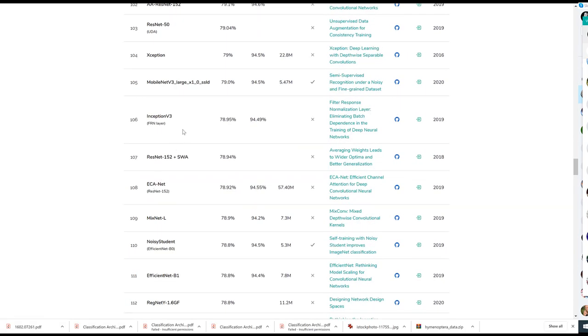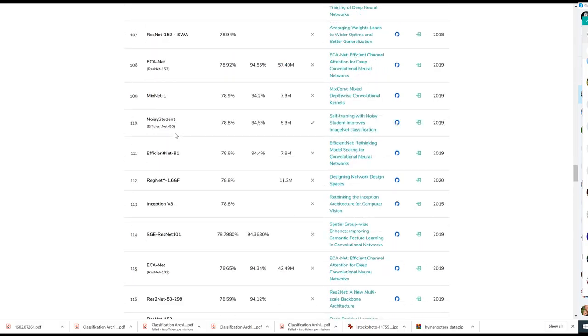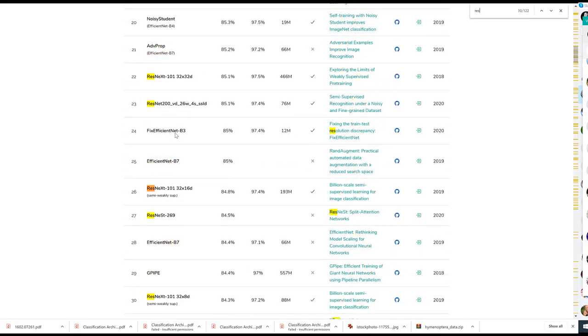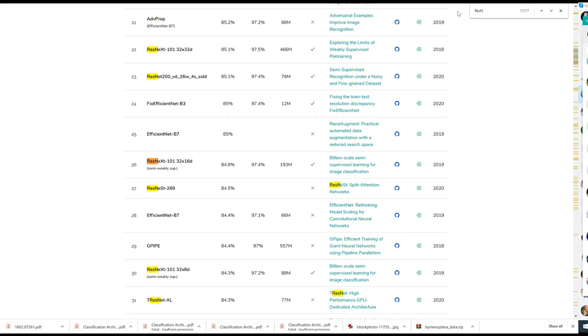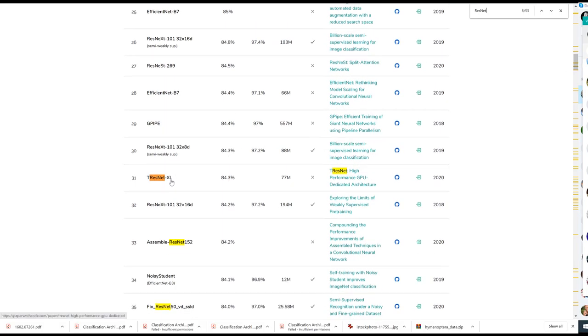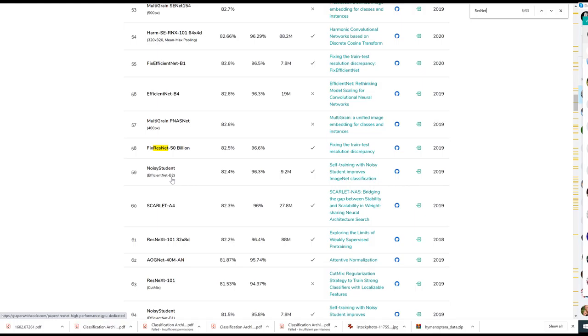Maybe try to find some ResNets. Okay, and if you look at this, again, you see there are tons of different ResNeXt versions, right? Let's just look for ResNeXt. We see like 10 different versions. Let's just try ResNet. All right, so again, you see something like T-ResNet XL. So these are all these different types of versions.